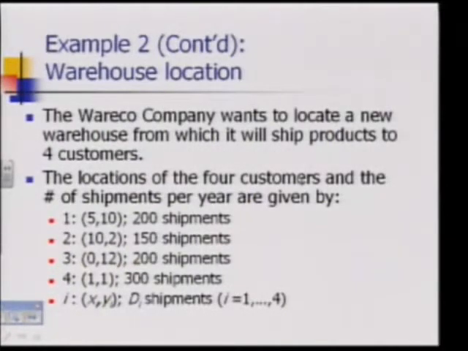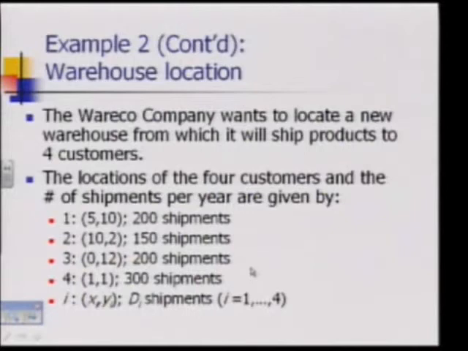Here's one particular warehouse example. We want to locate a new warehouse from which it will ship the product to 4 different customers. The locations of these 4 customers are given by XY coordinates like this: 5, 10, 10, 2, 0, 12, 1, 1. They also have different numbers of shipments per year: for instance, customer 1 needs 200 shipments, customer 2 needs 150, customer 3 needs 300, and customer 4 needs 400. These are just some numbers for convenience for you to think about.